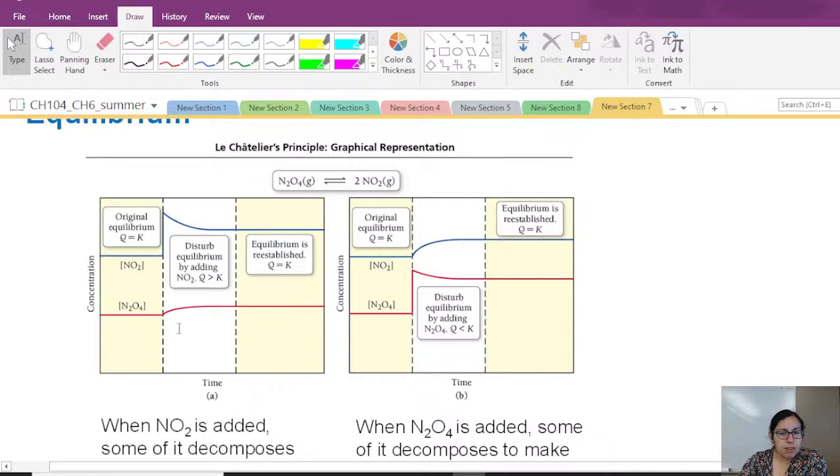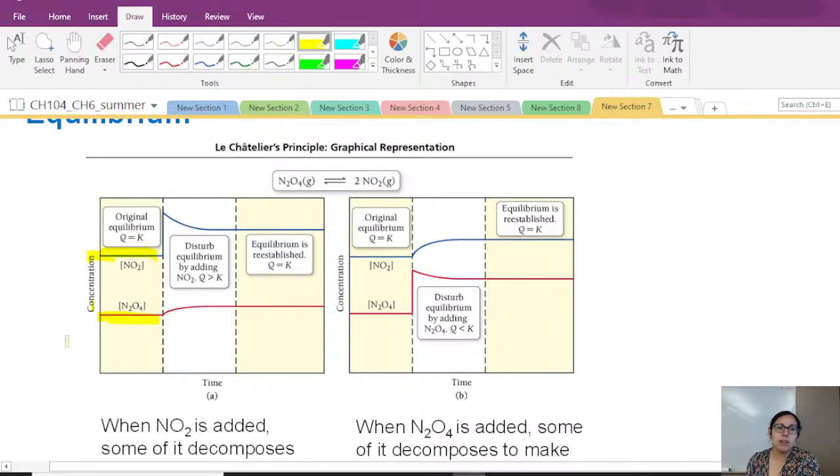So let's orient ourselves for a second. We're looking at N2O4, and it's decomposing into two equivalents of NO2. So this is a dimerization reaction, equilibrium. Now we're looking at the initial conditions. Right now, this graph is just our initial equilibrium condition, so it's already at equilibrium.